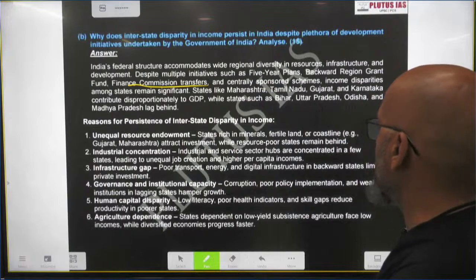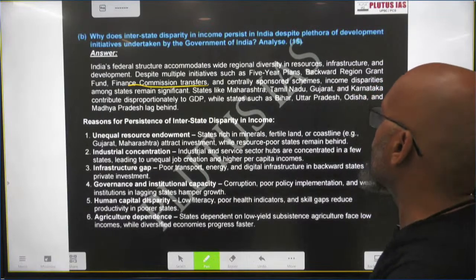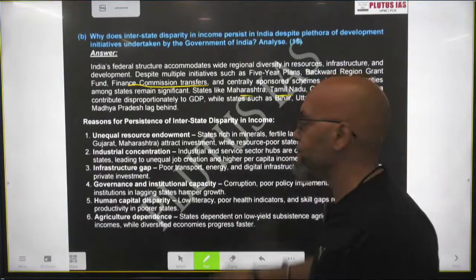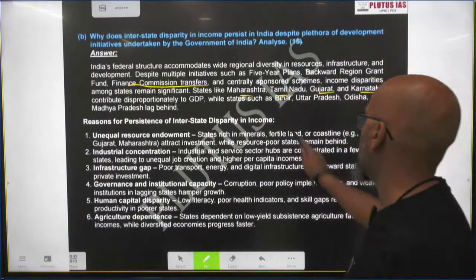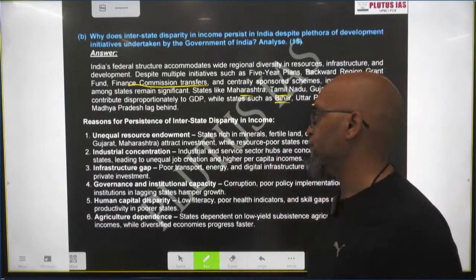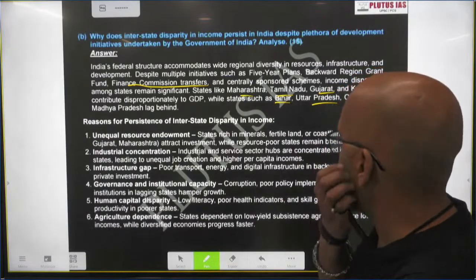States like Maharashtra, Tamil Nadu, Gujarat, and Karnataka contribute disproportionately to GDP. So, these are the major contributors to the GDP. While states such as Bihar, Uttar Pradesh, Odisha, Madhya Pradesh lag way behind. Okay. Reasons for persistence of interstate disparity in income.